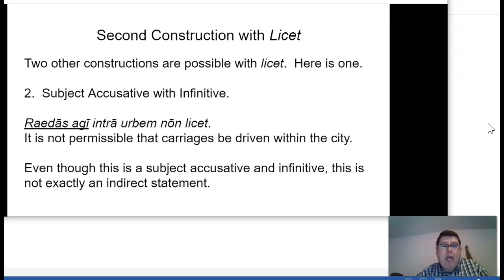And again, I want to reinforce the idea that just because you have a subject accusative and an infinitive does not mean that we're dealing with an indirect statement. Anytime you want to express the subject relationship of an infinitive, whether it's an active or a passive infinitive, that subject is expressed in the accusative. That's what we mean by subject accusative. So again, it would not really make sense to call this an indirect statement.